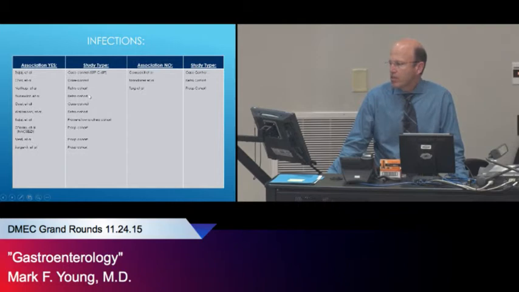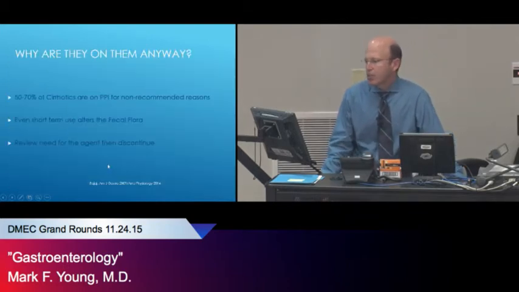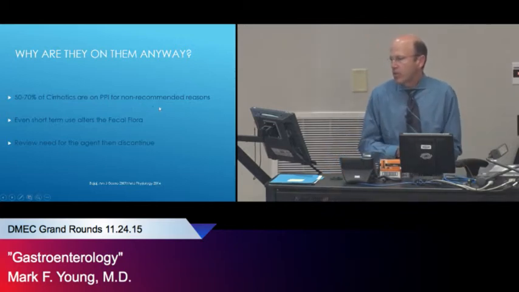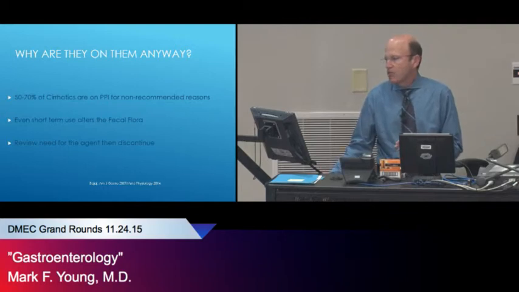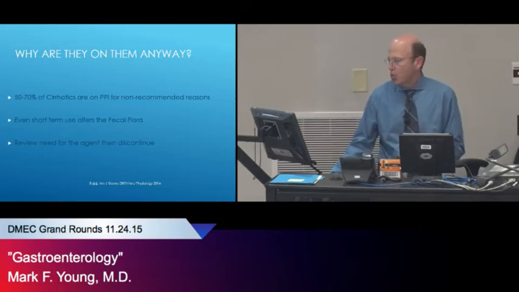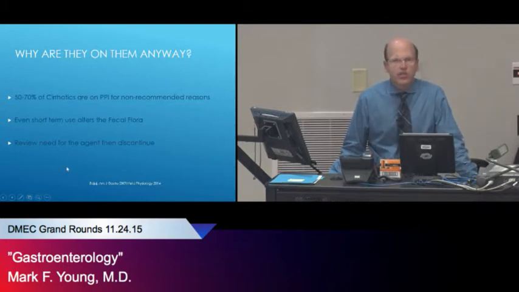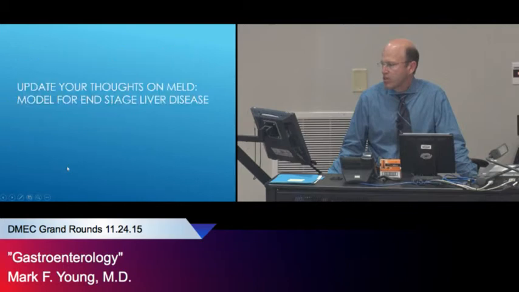All these studies have looked at the risk of infection in patients with cirrhosis and the use of proton pump inhibitor therapy. So 50 to 70% of cirrhotics are on proton pump inhibitor therapy for non-recommended reasons. And as you know, proton pump inhibitors are an independent risk factor for Clostridia difficile infection. So if you take a cirrhotic patient who's already at increased risk for Clostridia difficile, and then you put them on a proton pump inhibitor that further increases the risk of C. diff, then you got a patient real quick that has C. diff. So even the short-term use of PPIs alters the fecal flora. So you really need to look and see why patients are on the agent. And obviously, if they don't need to be on the PPI, they need to be discontinued.